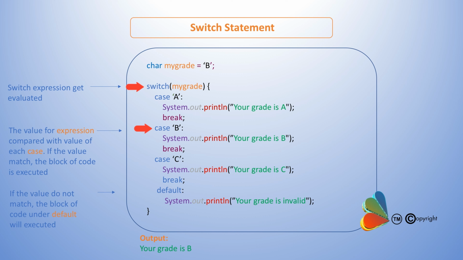The expression B is equal to the value of B, and a match was found. The following code will be executed. Print: Your grade is B. In this case, the value matches, and then break and exit from the switch.